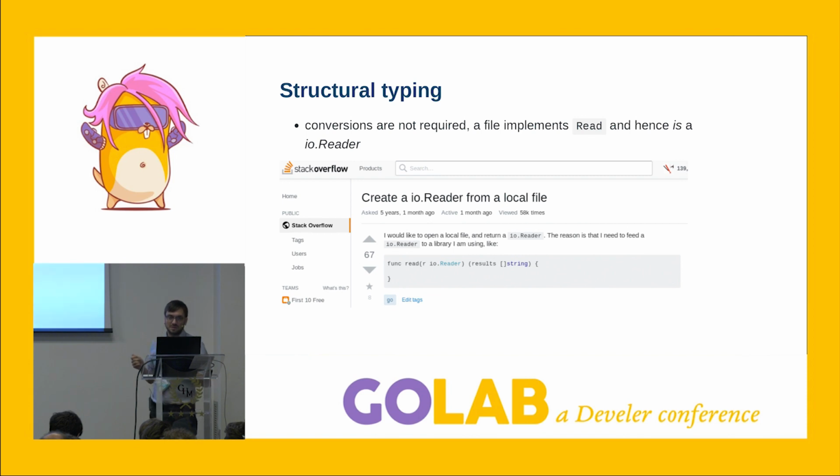Here's a question I found on Stack Overflow from 5 years ago. Create an io.Reader from a local file. So someone has a file and has an API where a reader is required, and asks how to actually convert this. So Go has this structural typing. If a type implements a method, it is used everywhere where an interface which has the same method set or matches the method set can be used. And so you don't have to convert anything. You can just use an os.File where an io.Reader is required.